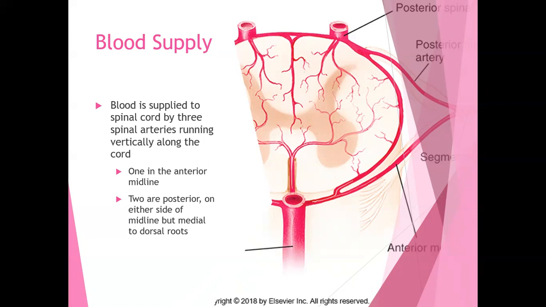So you can have what's considered a spinal cord stroke if you have an ischemic event in these spinal cord arteries. And it's going to present like a spinal cord injury.